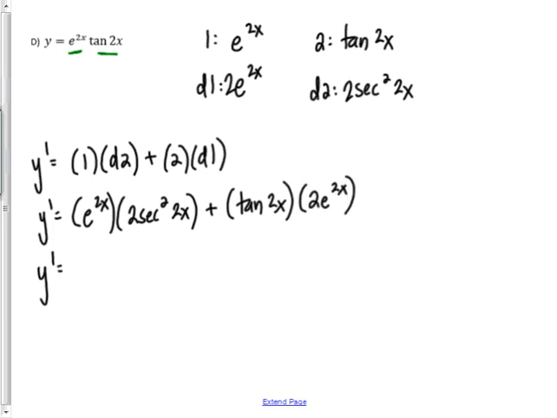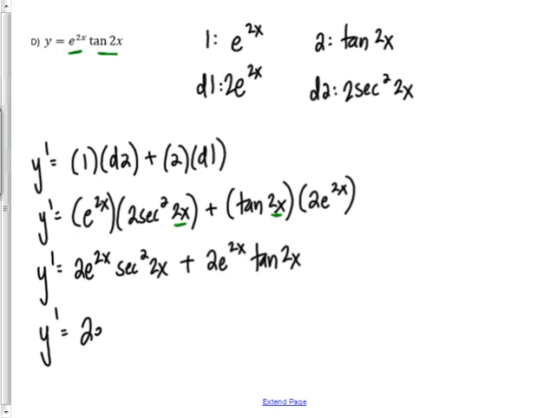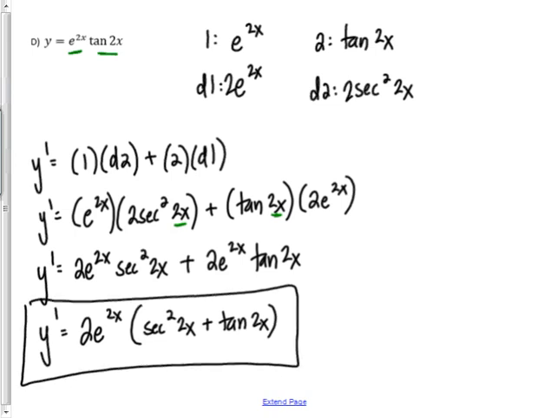Let's clean this up a little bit. So I've got 2e to the 2x secant squared 2x plus 2e to the 2x tangent 2x. Remember, these angles are locked in at 2x's. You can't multiply anything in there with it. So again, factor out what they have in common. They have a 2 and an e to the 2x. So we'd be left with secant squared 2x plus tangent 2x. And there we go.